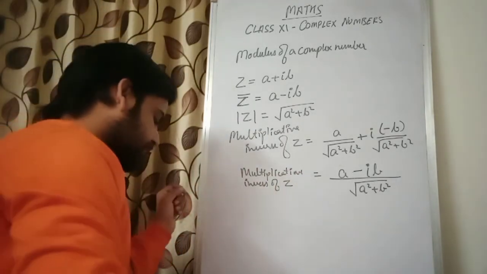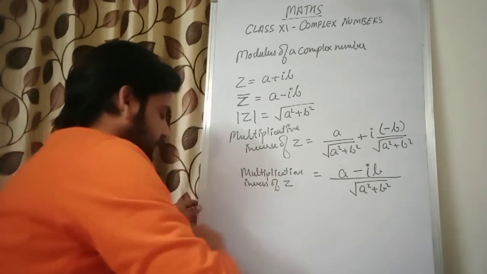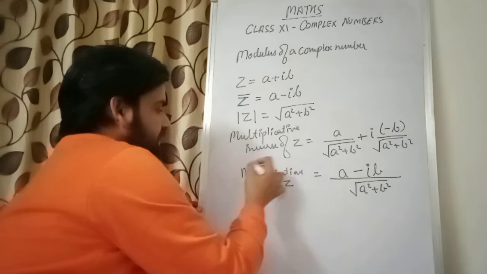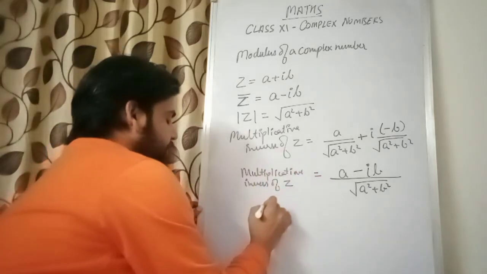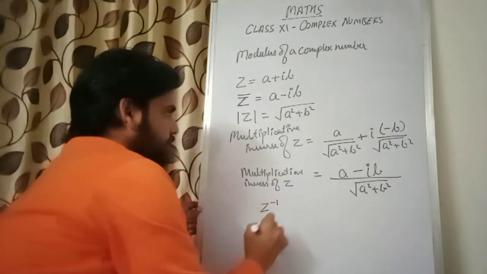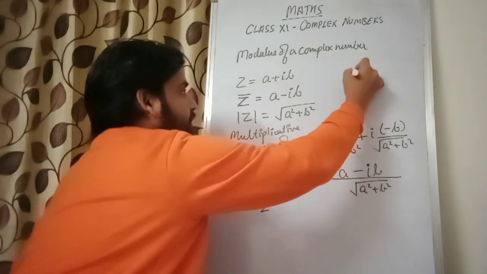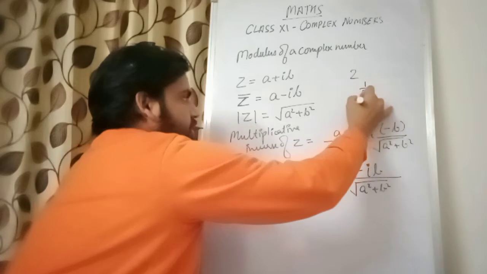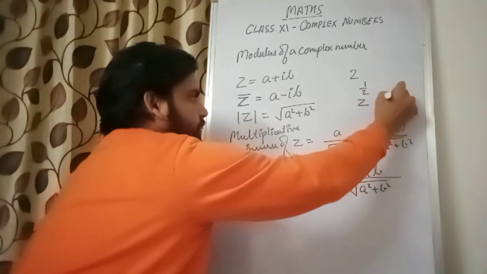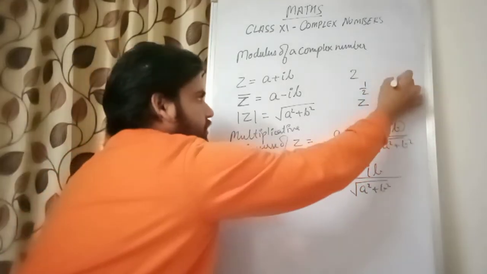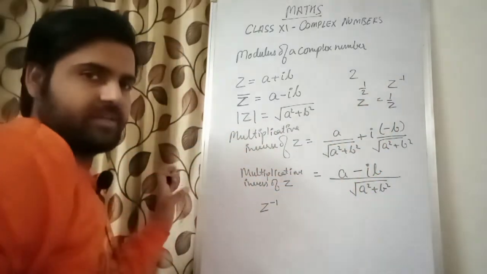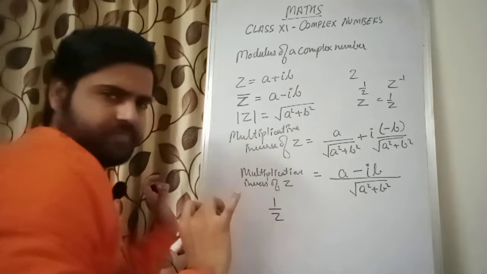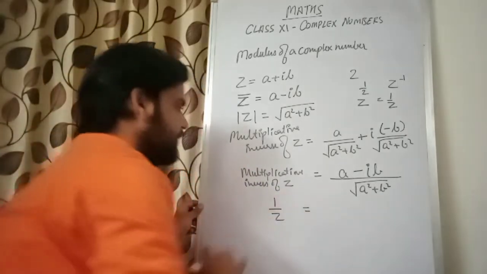So now what we can say, how do we represent the multiplicative inverse of z? It can be represented by z to the power minus 1. Why? Because the multiplicative inverse of, let's say, 2, what is it? 1 by 2. So what is the multiplicative inverse of z? It will be 1 by z. 1 by z is what? z to the power minus 1. Fine. Or you can simply write 1 by z. That's it. The multiplicative inverse of z is 1 by z.